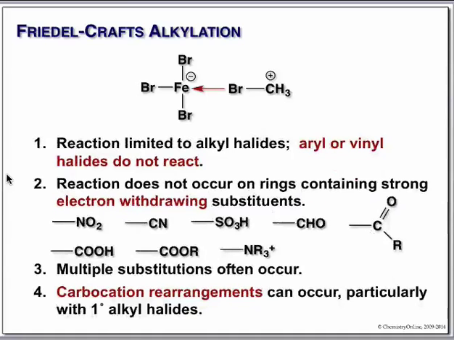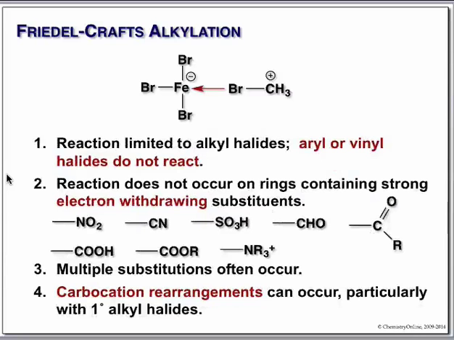Reaction is limited to alkyl halides. If we have double bonds or whatever, it doesn't work. If we have electron withdrawing substituents on our ring, it doesn't work. We can often get multiple substitutions. Now that makes sense because once we put an alkyl group on, that enhances the reactivity of the ring, doesn't it? So we can stick another one on and another one even more easily.